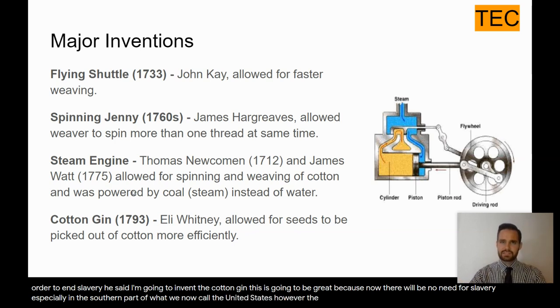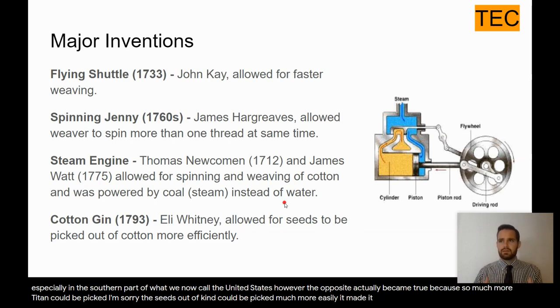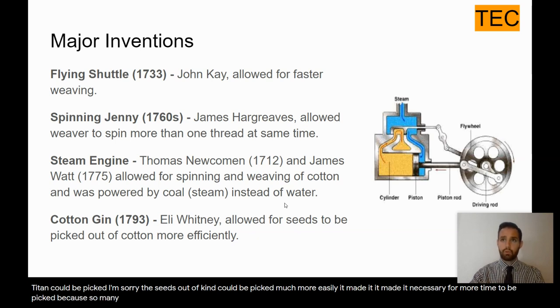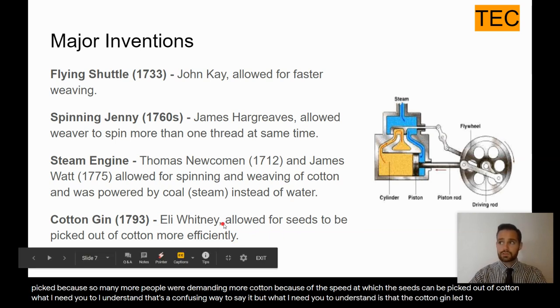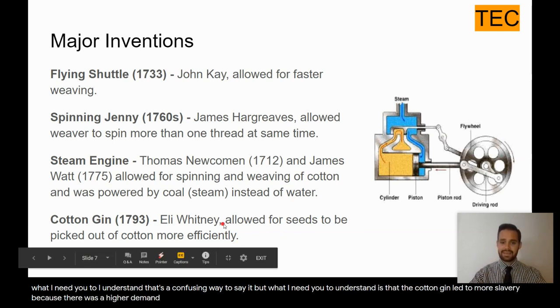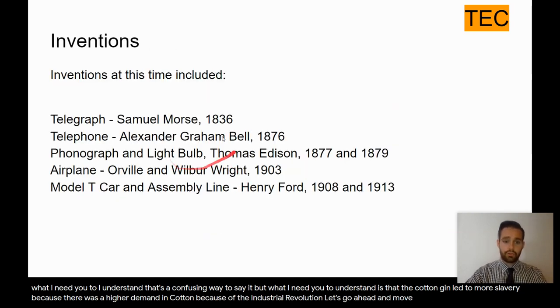However, the opposite actually became true because so much more cotton could be picked. I'm sorry, the seeds could be picked out of cotton much more easily. It made it necessary for more cotton to be picked because so many more people were demanding more cotton because of the speed at which the seeds could be picked out of cotton. I understand that's a confusing way to say it, but what I need you to understand is that the cotton gin led to more slavery because there was a higher demand for cotton because of the Industrial Revolution. Let's go ahead and move on to other inventions.